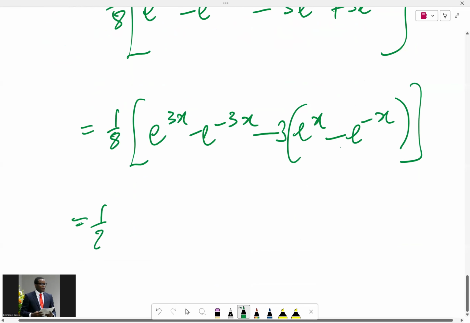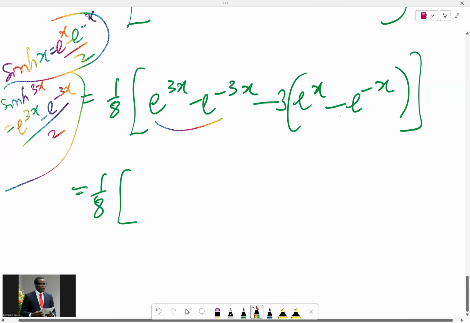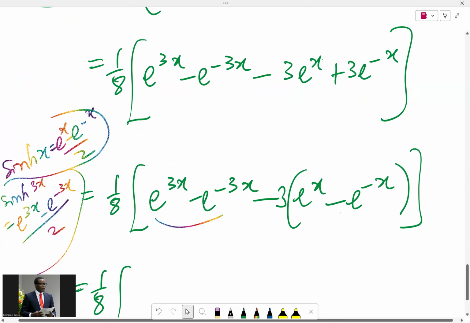Now we have 1 over 8. So don't forget generally that sine x is actually e raised power x minus e raised power minus x divided by 2. Okay? So for this expression, it simply means that sine 3x would simply be e raised power 3x minus e raised power minus 3x divided by 2 also. Okay? So we can have that, right? That's just by the way.